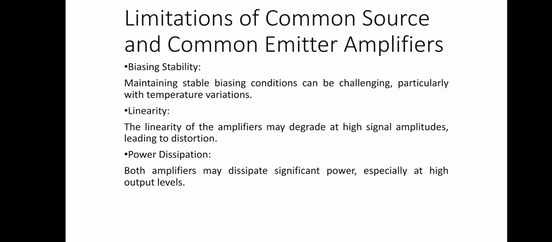Limitations of common source and common emitter amplifier. Biasing stability: maintaining stable biasing conditions can be challenging, particularly with temperature variations. Linearity: the linearity of the amplifiers may degrade at high signal amplitudes, leading to distortion. Power dissipation: both amplifiers may dissipate significant power, especially at high output levels.